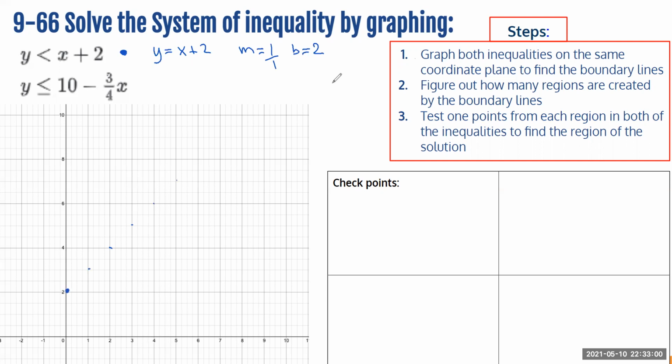And then the next thing to do is to make sure that my line is either solid or dashed correctly. And I look at this inequality, it's just a less than, not equal to, which makes it dashed. So I'm going to draw a dashed line through those points.